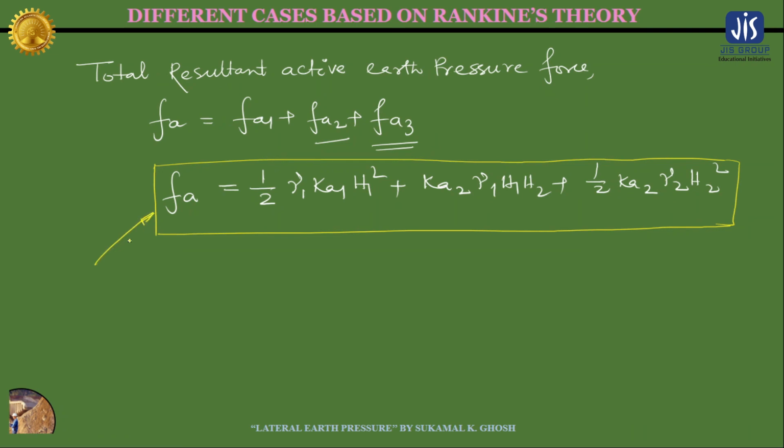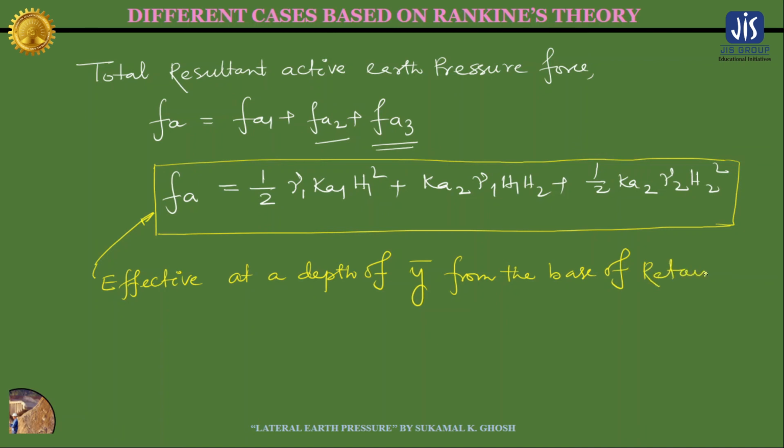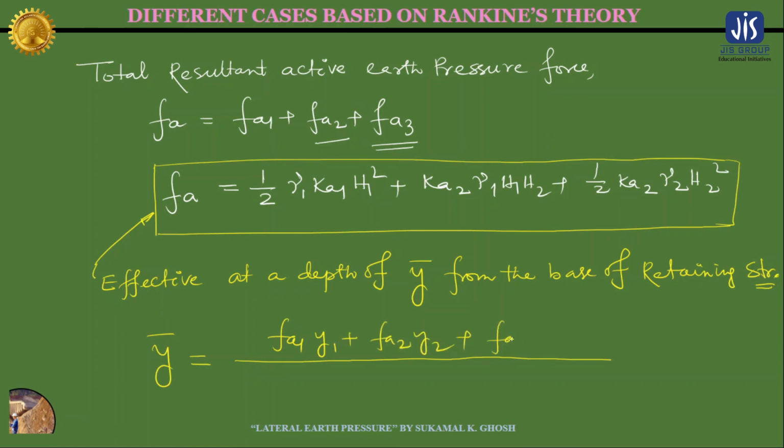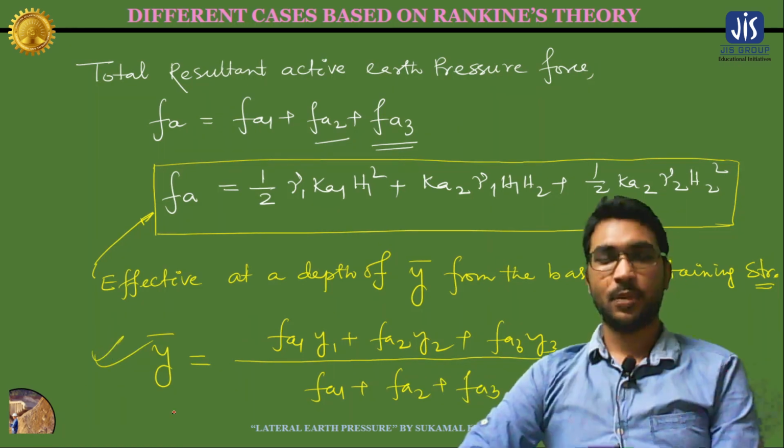And this total resultant active earth pressure force is effective at a depth of y bar from the base of the retaining structure, where y bar can be given by Fa1 y1 plus Fa2 y2 plus Fa3 y3, whole divided by Fa1 plus Fa2 plus Fa3. Okay, so this is it for today.